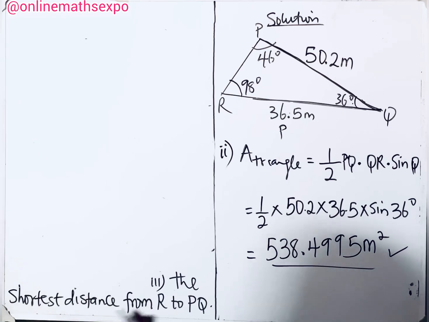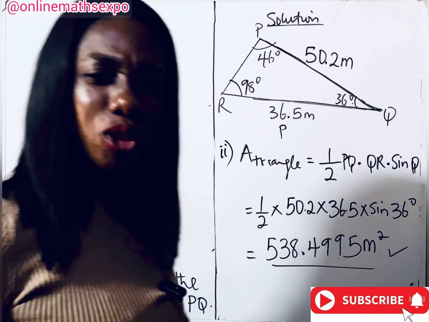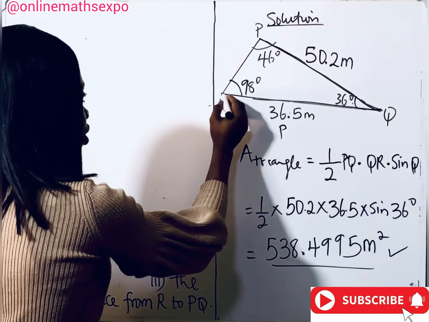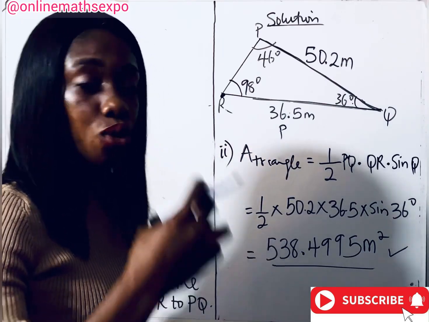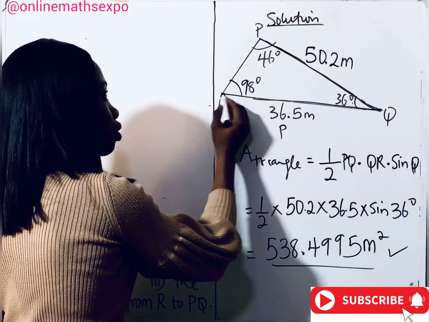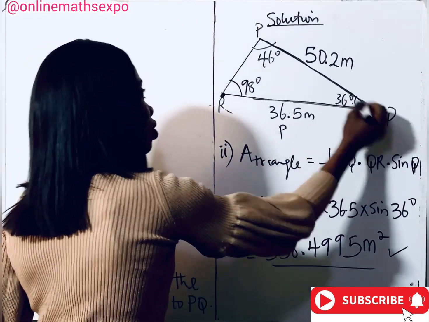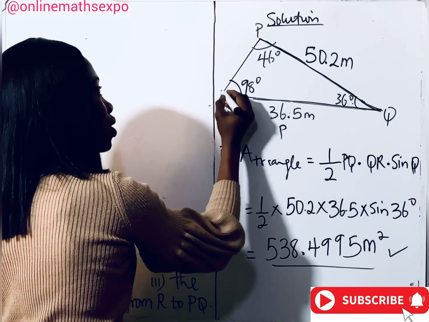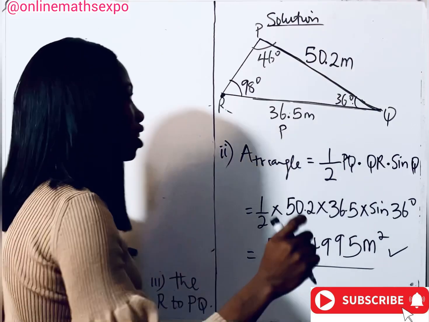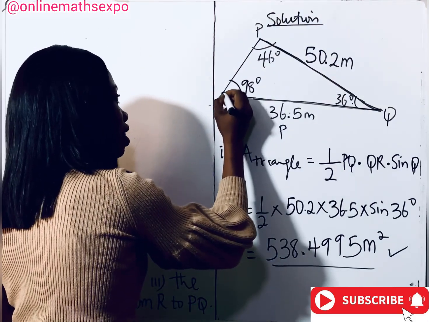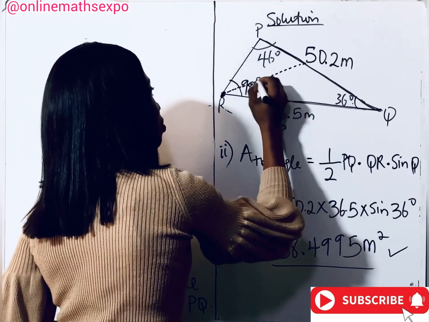Next is to find the shortest distance from R to PQ. Now, what do we mean by shortest distance from this R, from this point to PQ? It just means the shortest way you can follow if you want to go from R to this particular length. So do you want to go through this way before you go to the length, or do you want to go through this way before you get to this length? Or which one is the shortest? So the shortest way is from moving from this point. Did you see it? This will be the shortest distance. I hope you see it.